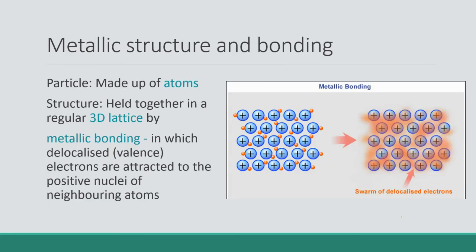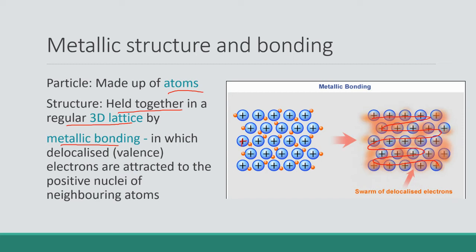Okay, so metallic structure and bonding. So the particles that make up metals are atoms. And these atoms are held together in a regular 3D lattice, so in a uniform structure, and they're held together with metallic bonding. Now, the feature of metallic bonding is the delocalized valence electrons. So there's sort of the sea of electrons. Sometimes you hear it called the sea of electrons or a cloud of electrons, and they are valence electrons and they are attracted to the positive nuclei.